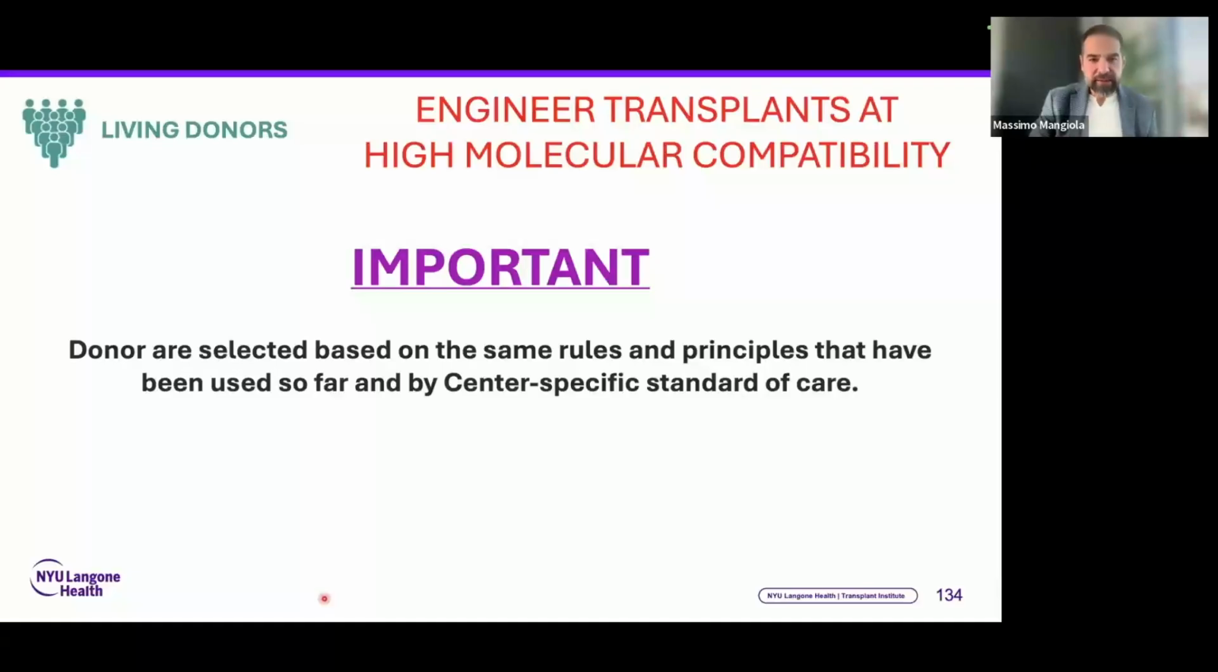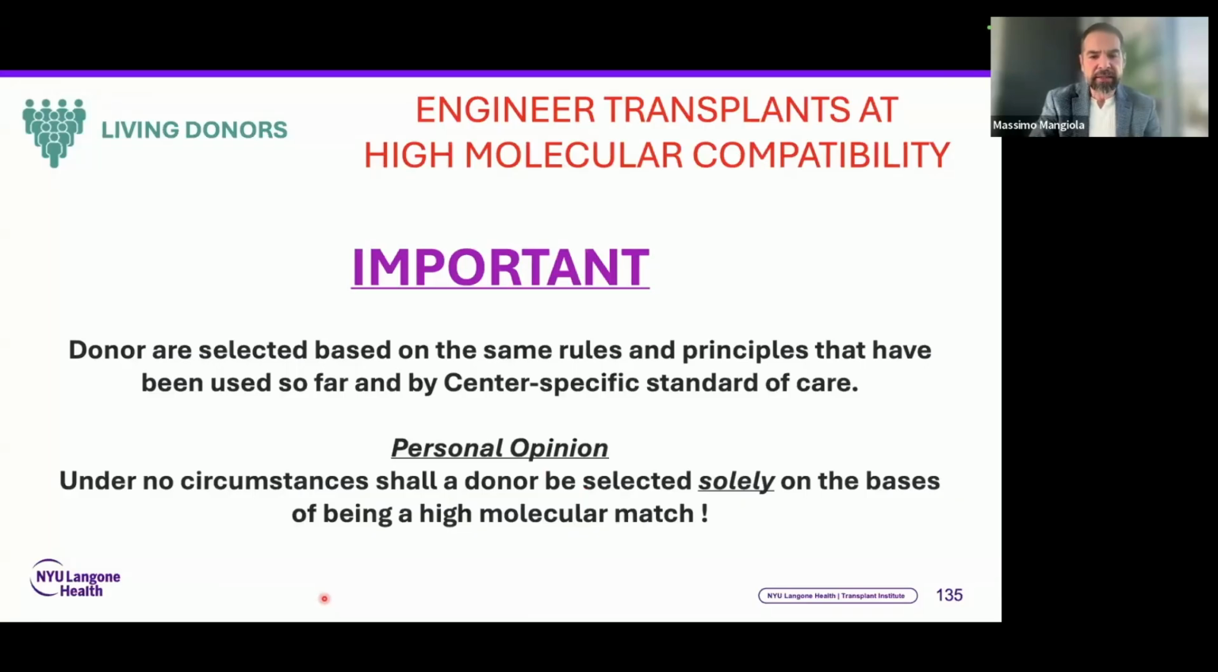Donors are selected still based on the same principles and rules that have governed transplantation since the beginning of it, and in some instances on center-specific standard of care. So by no means are donors selected, or shall they be selected, solely on the basis of molecular compatibility. This is not what is happening.